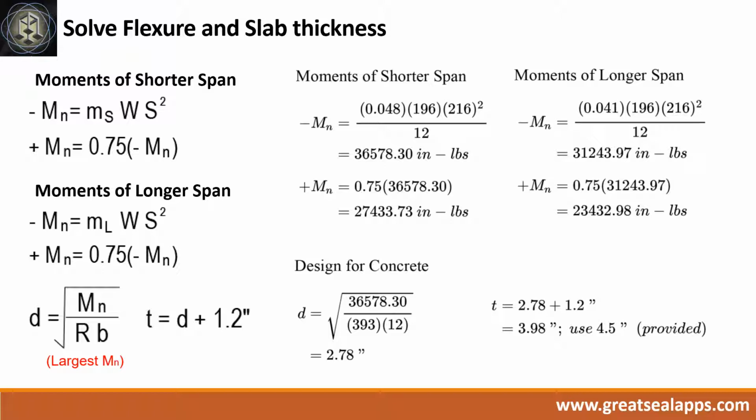The negative moment at short span is 36,578.3 inch-pounds. Positive moment at 27,433.73 inch-pounds. The negative moment at long span is 31,243.97 inch-pounds. Positive moment at 23,432.98 inch-pounds. By choosing the largest moment value, the effective depth is 2.78 inches, and total depth is 4.5 inches.